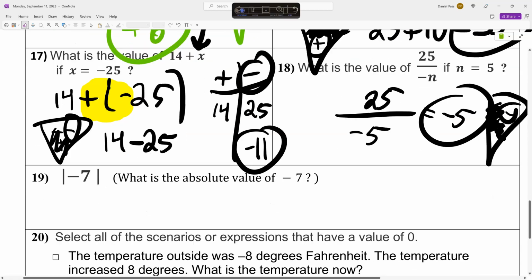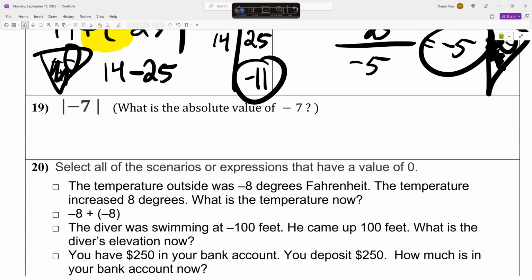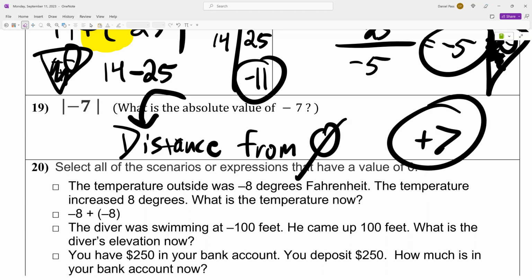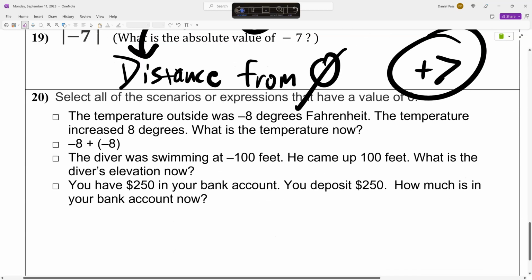All right, we can finish the last couple. But what does absolute value mean? One of the definitions of absolute value is the distance away from 0. And so all of the numbers will turn positive whether they're positive to begin with or not. How far away is negative 7 from 0? 7. It's 7 places. So absolute value makes everything positive. The answer will be positive.